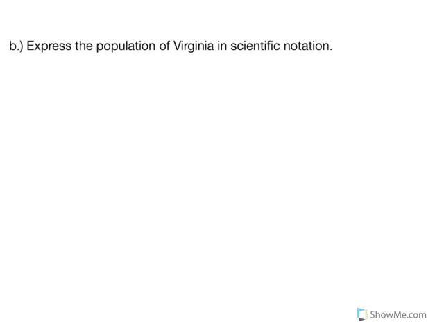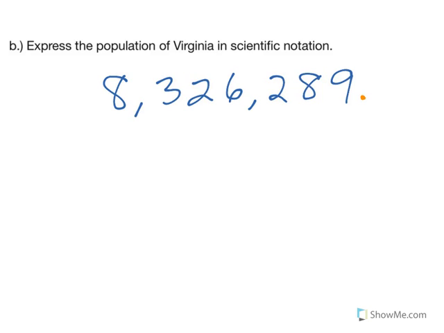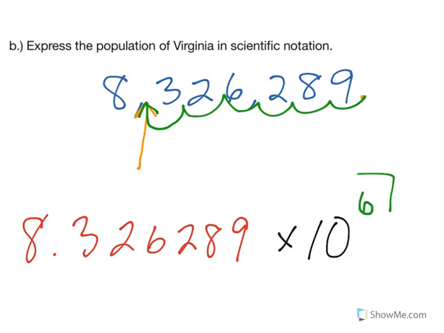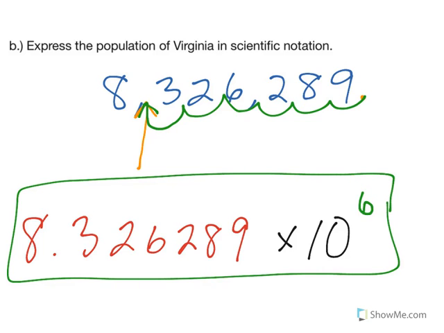Now for Virginia, we start with a population of 8,326,289. Same concept, our decimal starts at the end, and we want to move it between the 8 and 3. So our first number, 8.326289, is between 1 and 10, so it is now in scientific notation. And again, how many places did we move? 1, 2, 3, 4, 5, 6 places gets me there. So scientific notation for Virginia is as indicated.